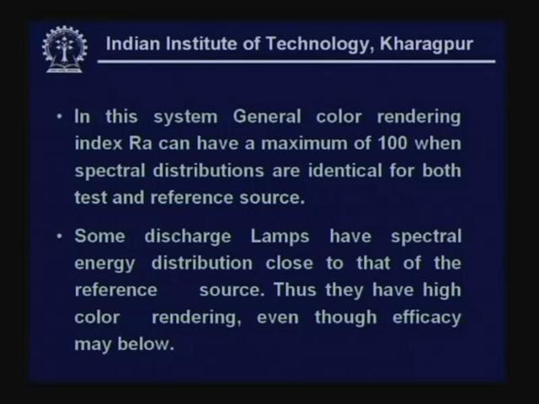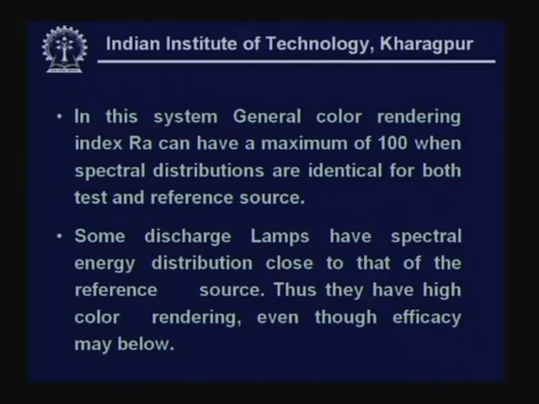Now, in fact, some discharge lamps have spectral energy distribution close to that of the reference source, therefore, they have high color rendering even though efficacy may be low. Now, recall in terms of efficacy we talk in terms of lumens per watt, and we did find in the spectrum that from the point of view of efficacy and utilization, the sodium vapor had higher efficacy than the mercury vapor, but it is believed that mercury vapor has better color rendering, that is what we are trying to say. So, this lecture in that sense has tried to see how one could look at the color.